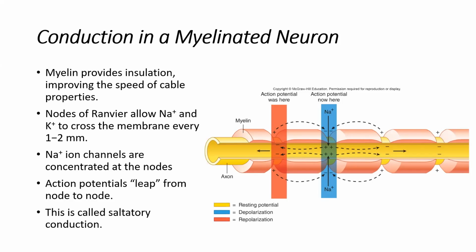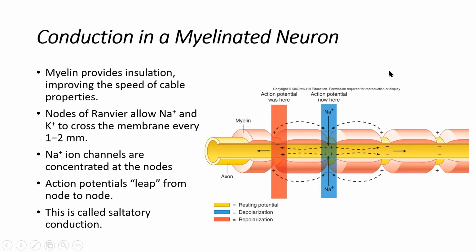We call this style of conduction saltatory conduction. So essentially, saltatory conduction is the jumping of the action potential from these nodes of Ranvier to the subsequent nodes of Ranvier without actually touching each specific segment of the neuron, okay?